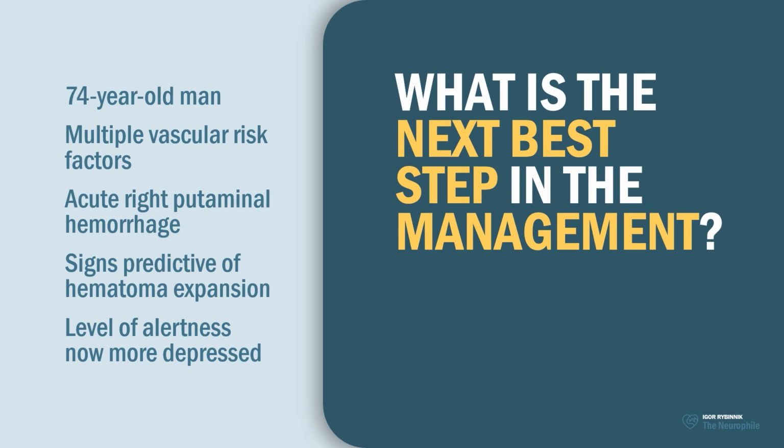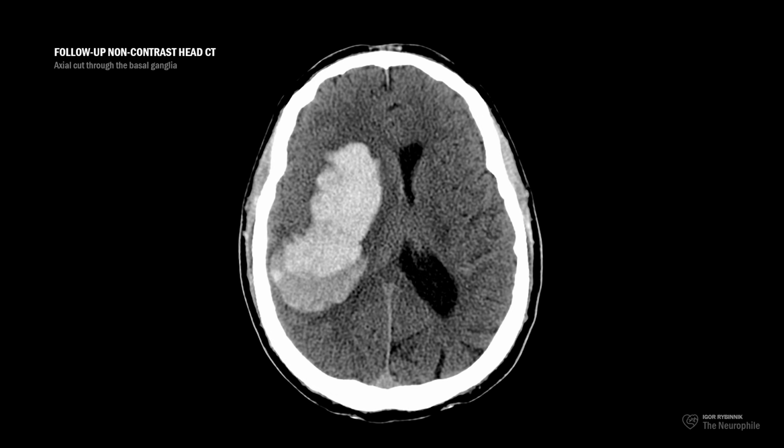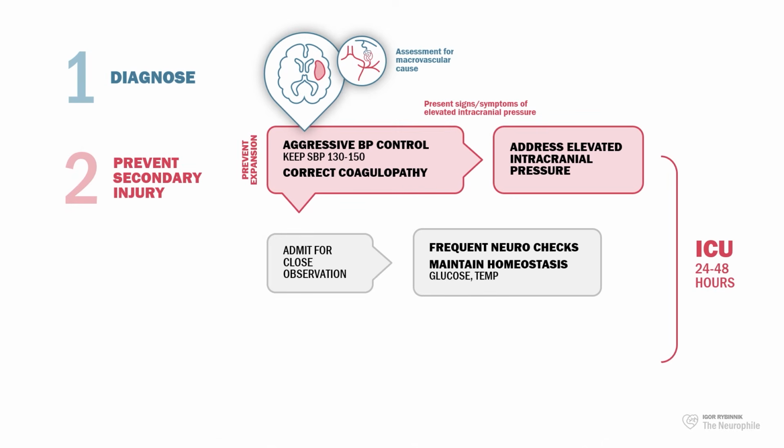Yeah, let's repeat a non-contrast head CT. Here's the initial CT and the follow-up. Hematoma is definitely larger and the mass effect is more pronounced. Now might be a good time to address signs of elevated intracranial pressure. Early treatments like hyperventilation and hyperosmolar therapy are nice band-aids that will buy us some time. But ultimately, I'm talking about a definitive treatment: surgical hematoma evacuation.